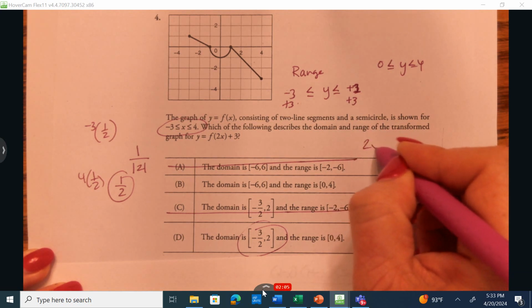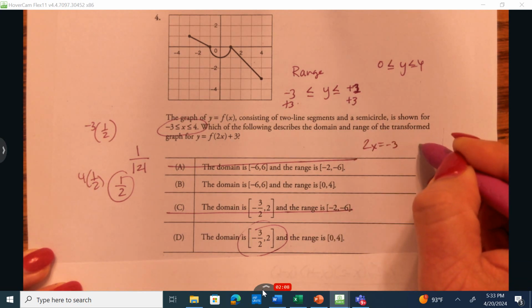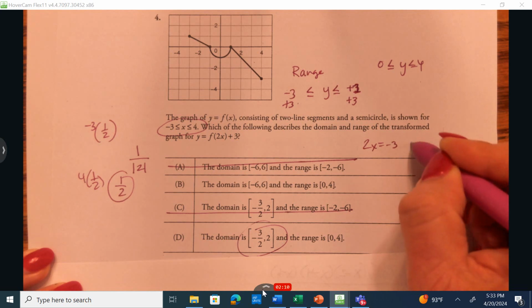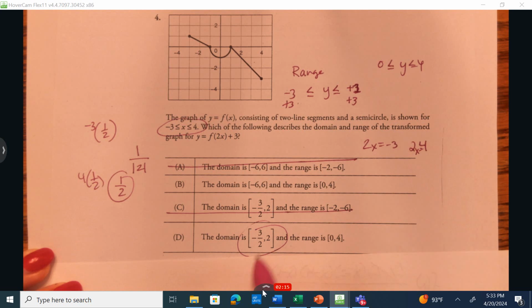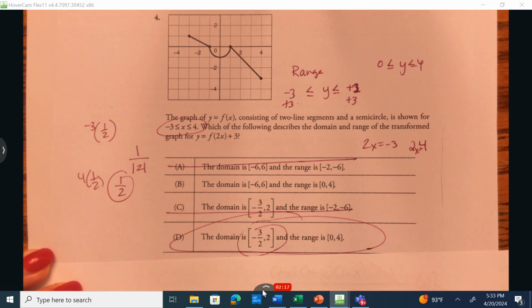We also could take 2x, set it equal to -3 and solve, and we could take 2x, set it equal to +4 and solve, and we still get -3/2, and we get +2. Correct answer is D.